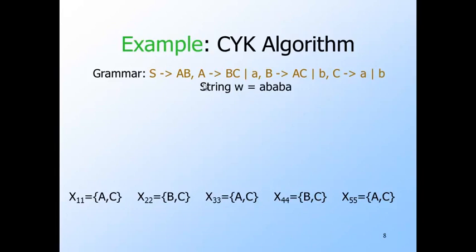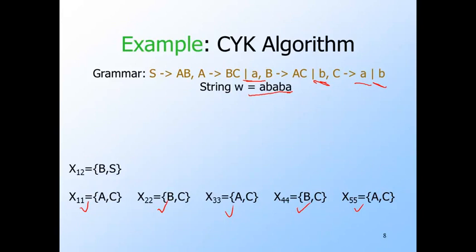For the basis, let's see which variables have a production whose body is a. These variables are capital A, which has this production, and capital C, which has that production. Thus, if w has the symbol little a in position i, then X sub ii will be AC. We see a in positions 1, 3, and 5 of w, so that explains X11, X33, and X55. For terminal b, we see body b in productions for B and C. That's here and here. Thus, if i is a position of w that holds b, X sub ii will be BC. That explains positions 2 and 4.